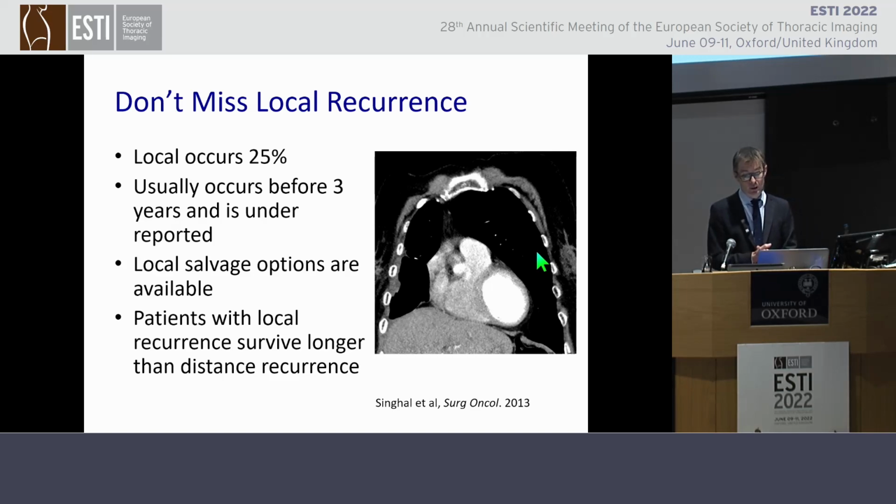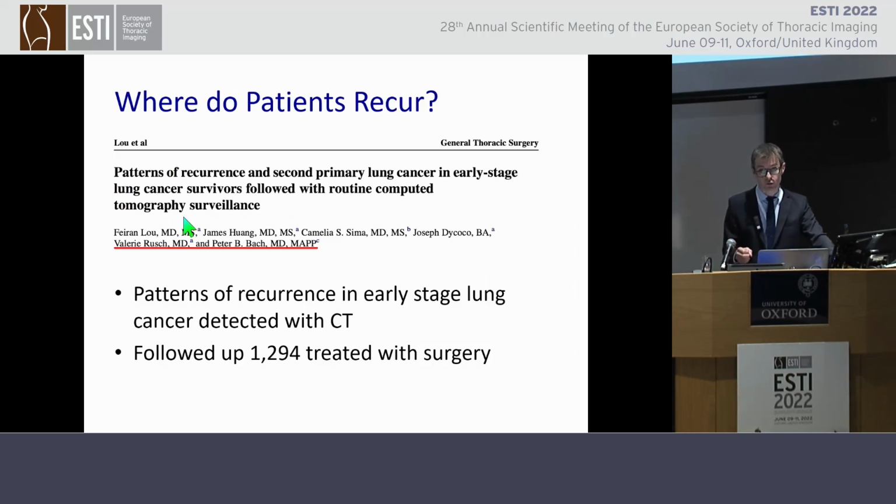And local recurrence is really what you want to try and identify, because these patients can be treated with salvage treatment, which can be curative in some cases. Usually occurs before 3 years, and generally underreported, it's not spotted. Local salvage treatment is available, and it can result in a significant survival advantage. Obviously, new primary lung cancers is also a consideration. I'll talk about that at the end.